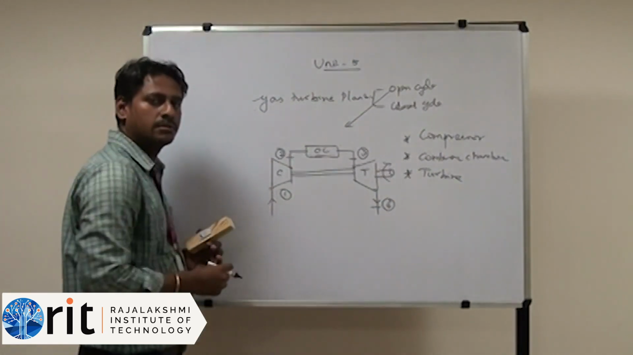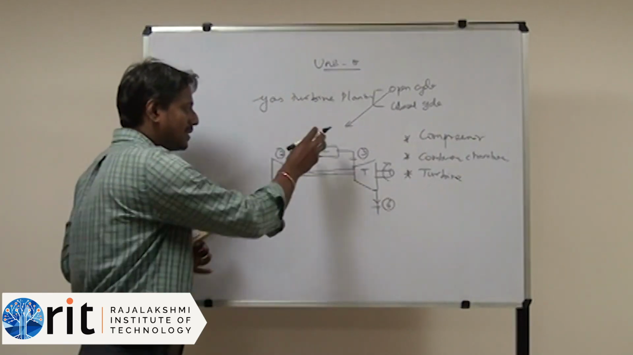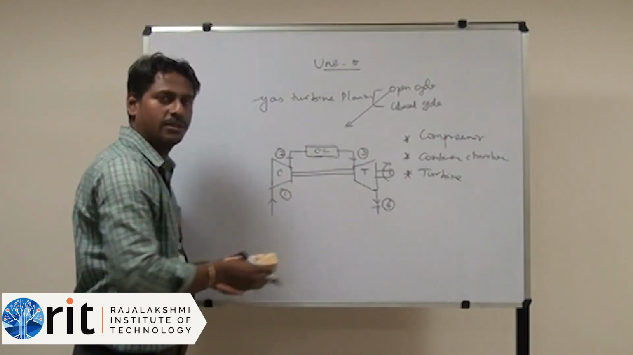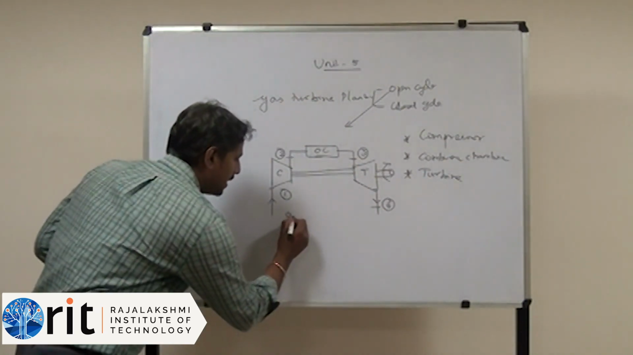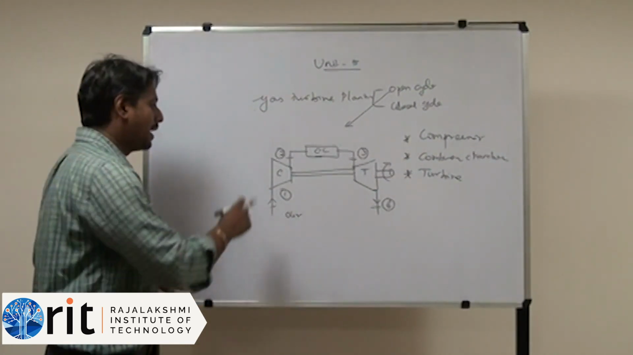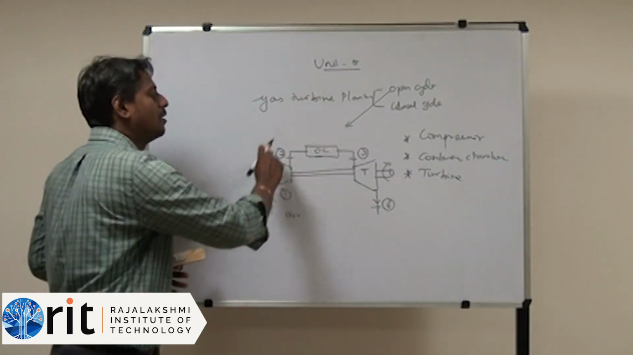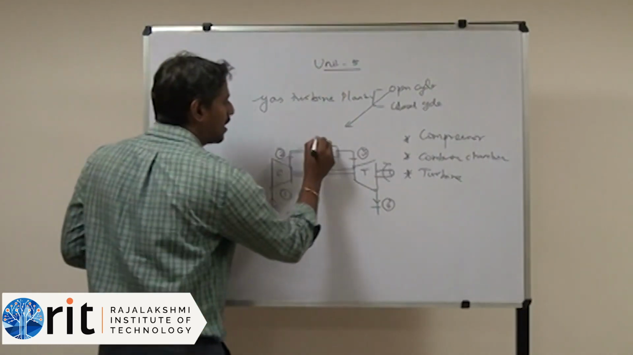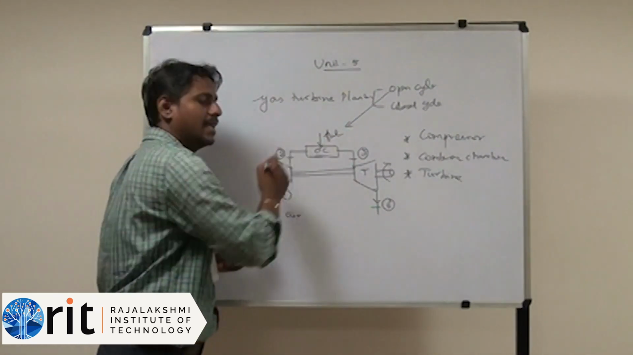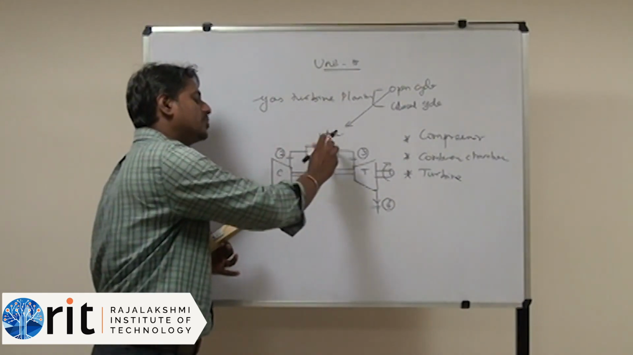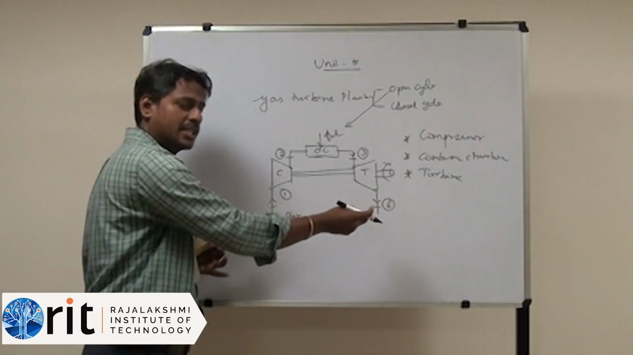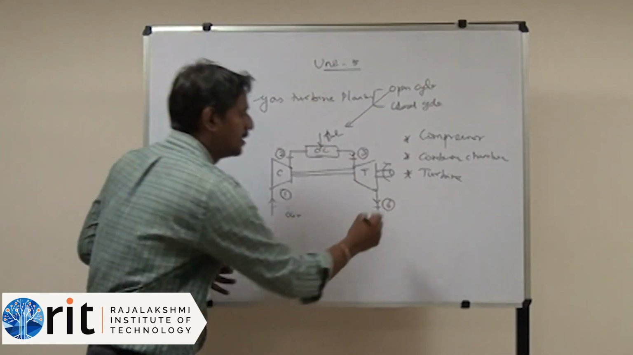What happens at stage 1, and what happens inside the compressor? What is taking place inside the combustion chamber, and what is happening inside the turbine? This is what we are going to discuss right now. Normally, atmospheric air is drawn into the compressor at stage 1 and it is compressed. It moves on to the combustion chamber, where the fuel is injected and combustion takes place. The hot gases produced are transferred to the turbine. As expansion takes place, we get the work output from the turbine.